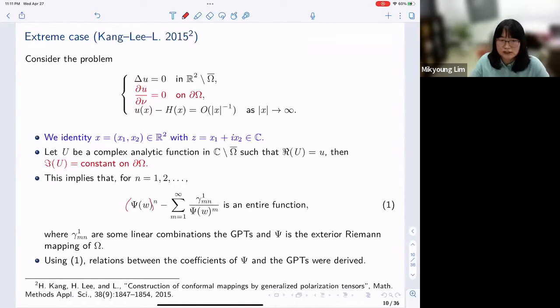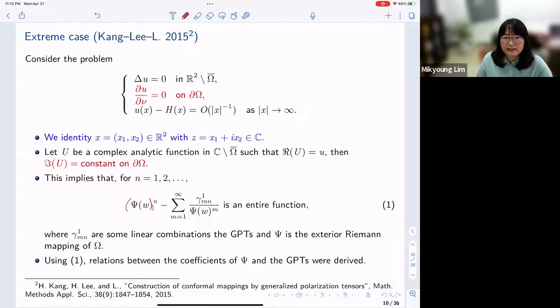So my question is how to use higher order terms as well, to have an explicit formula for the coefficient of psi, so we get the shape of omega. In the ideal case of having GPT values for full order, then we can recover exactly the original shape of omega.